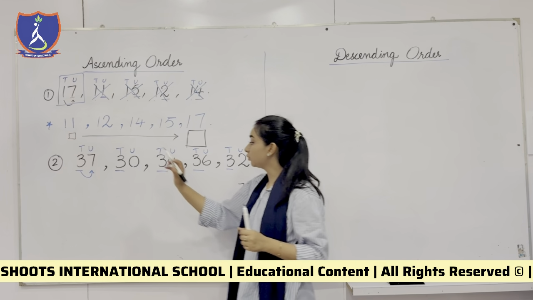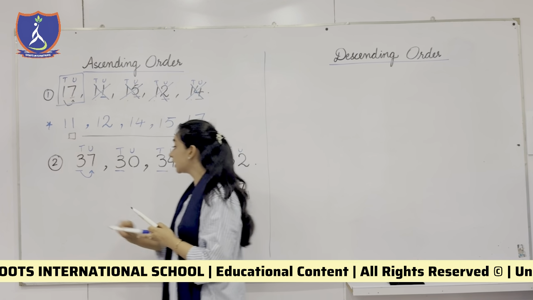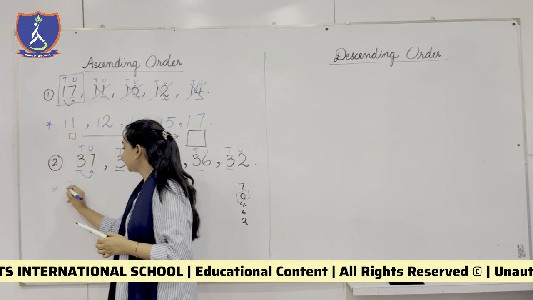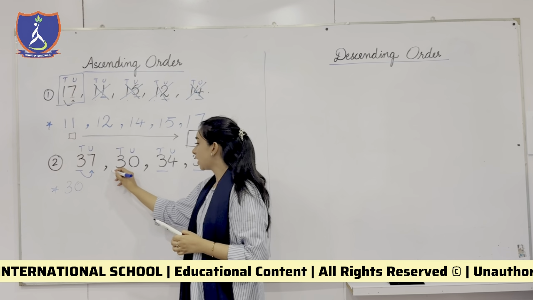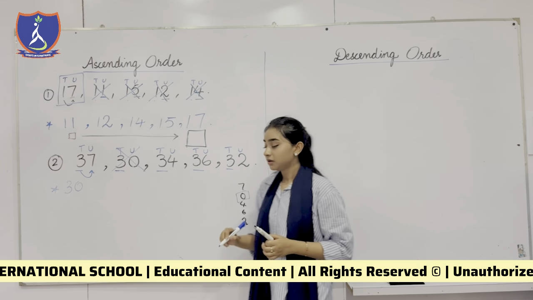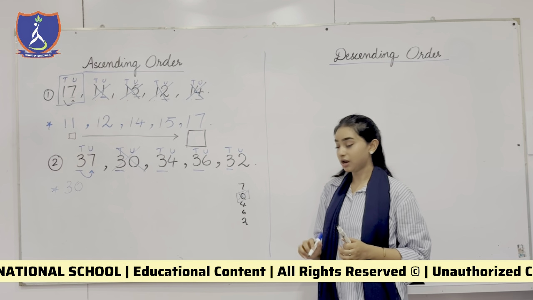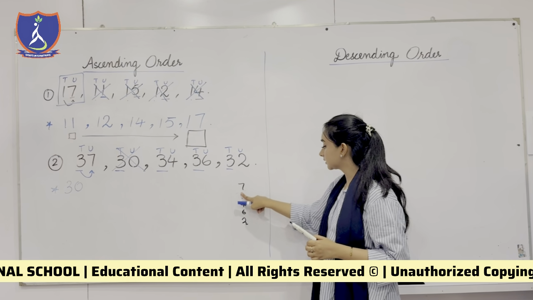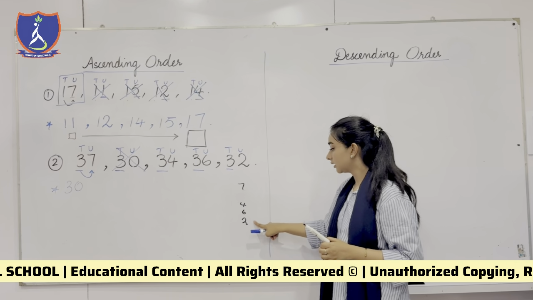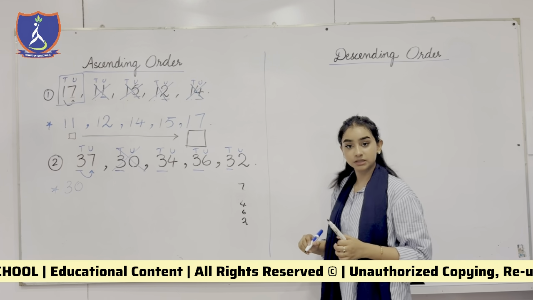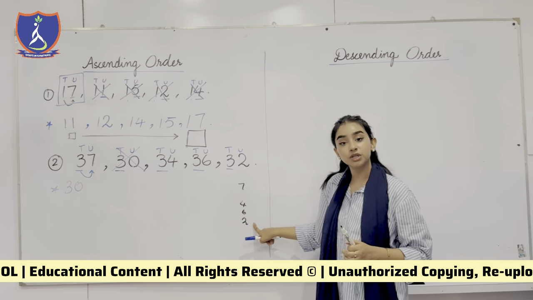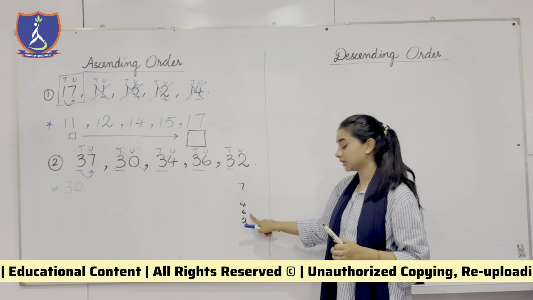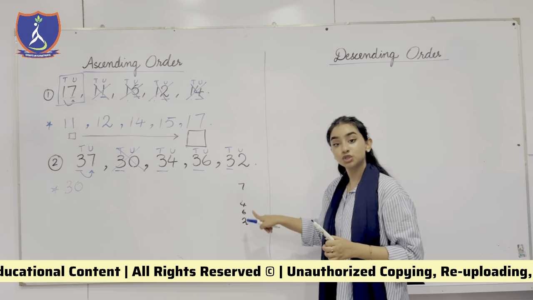So what we have to do, we have to write first number 30. And 30 would be out of the game. Now we do not have 30 here. Now we are left with 7, 4, 6 and 2. Now these are the remaining 4 units. What do you think is the smallest unit over here? 7, 4, 6, 2. Unit 2 is smaller.